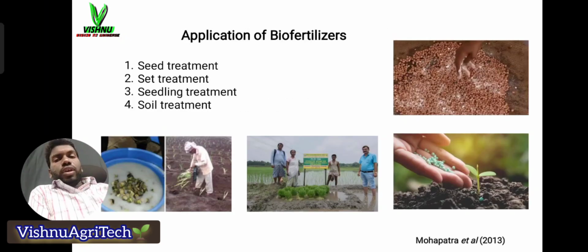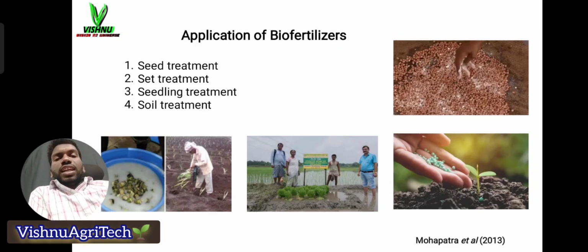Seed treatment. We give the seed treatment by mixing with the biofertilizers. We coat the seed with the biofertilizer powder. That is called seed treatment. This type of seed treatment we use mainly for groundnut, red gram, green gram, like that. And set treatment. Set treatment means this type of application is used for cuttings of sugarcane, banana suckers, also potato tubers.